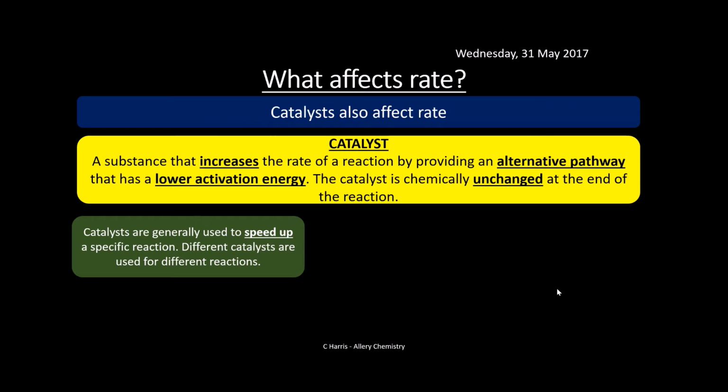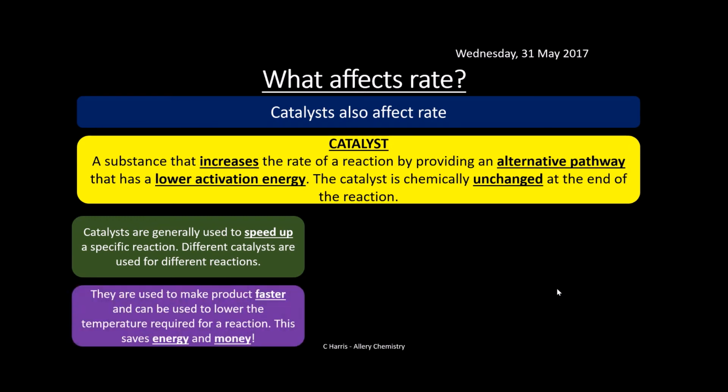Now, catalysts are used to speed up a specific reaction. Obviously, as you've seen before, we use different catalysts used for different reactions. We don't just have one catalyst. And they're basically used to make that product faster. Okay, these can be used to lower the temperature as well, because remember, if the activation energy is reduced, it means we need less money to effectively heat that up, and less energy as well. Okay, and obviously if we make the product faster, that's great, because as we say, time is money in these types of reactions.